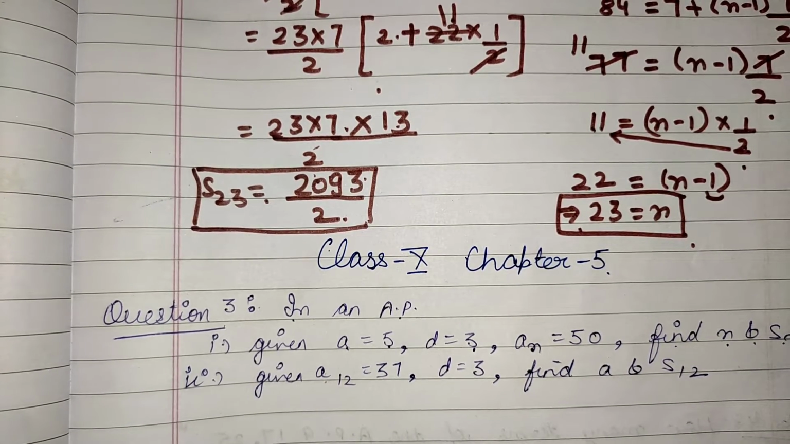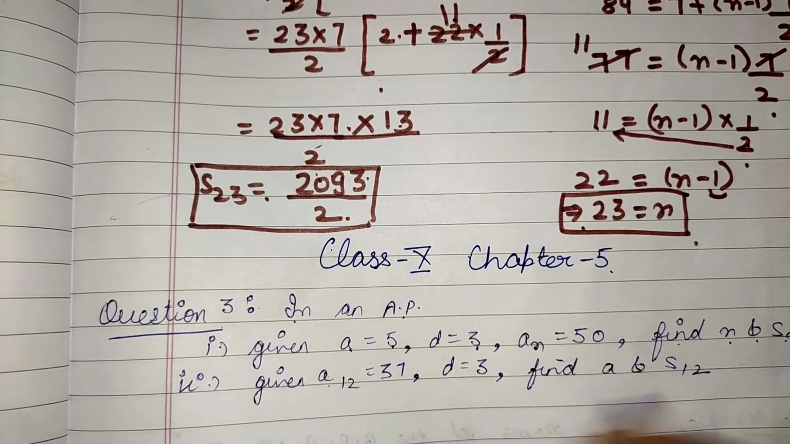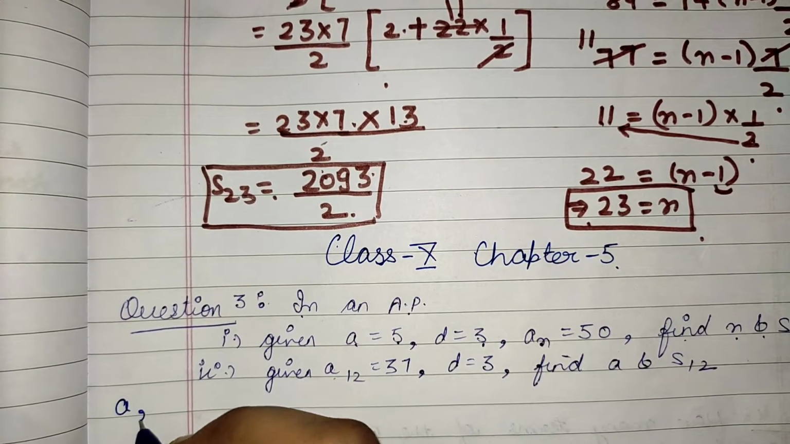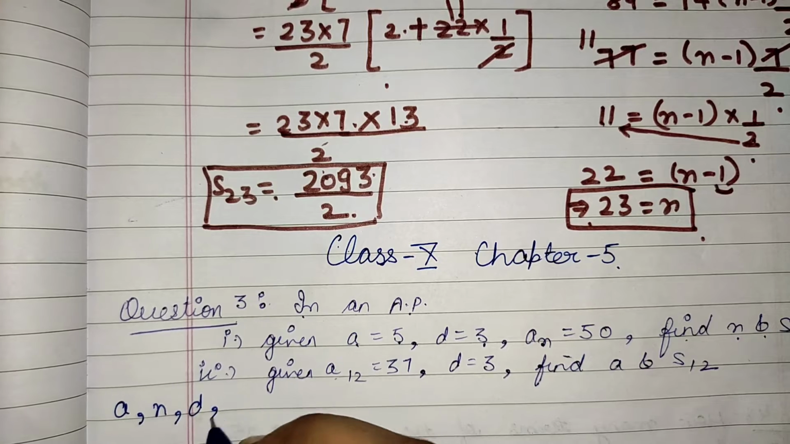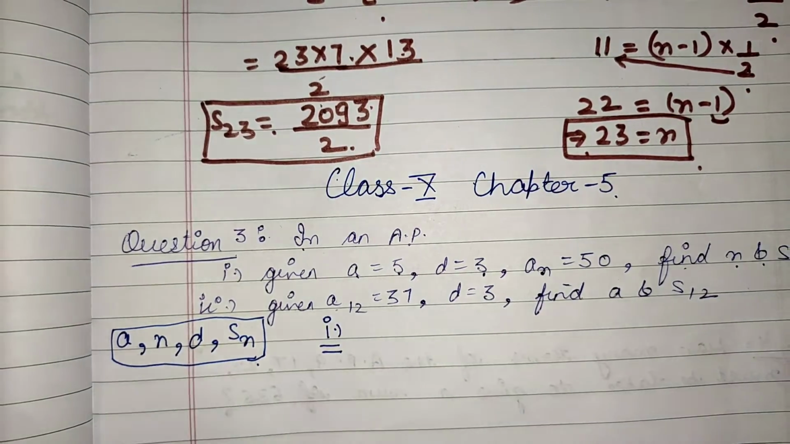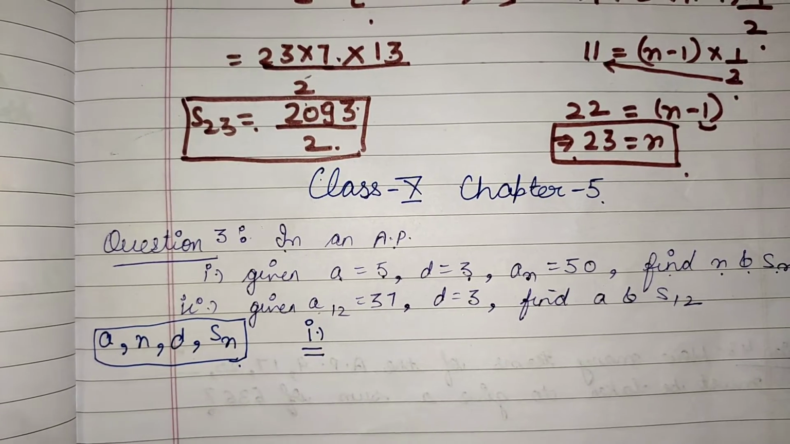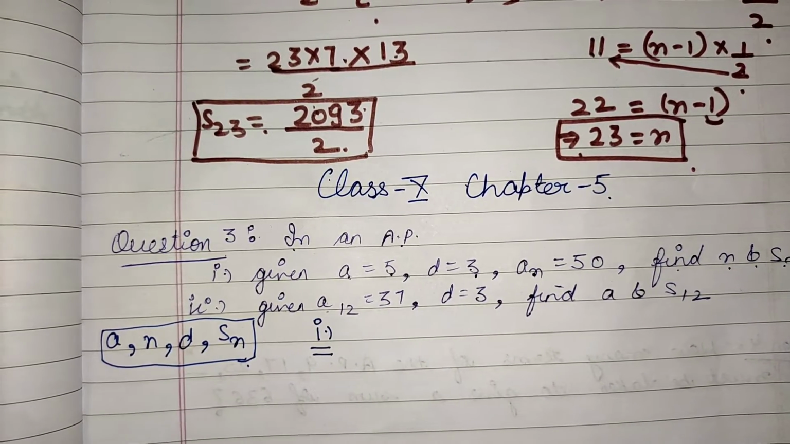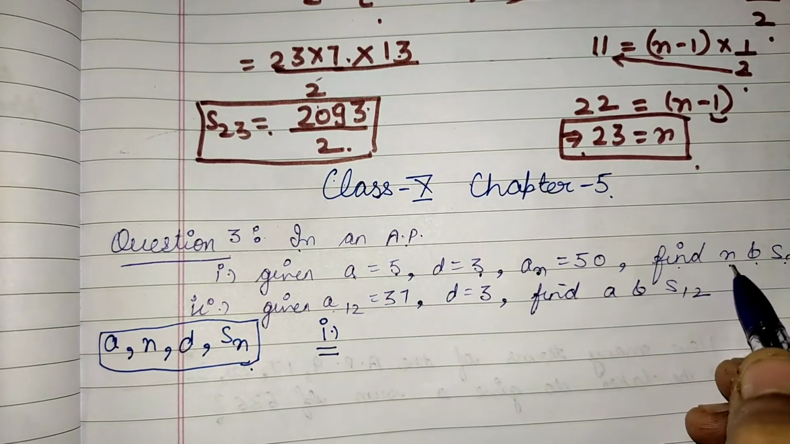This question has a number of parts, and in all the parts you have to find out these 3-4 things: a, n, d and Sn. We are going to solve only one part in this video, and you can solve the remaining parts by yourself. So we have to find out n.